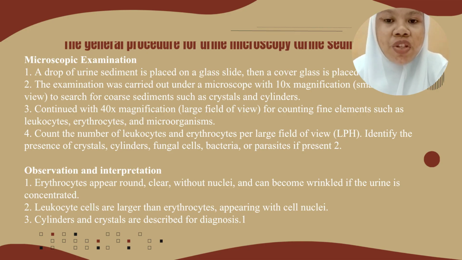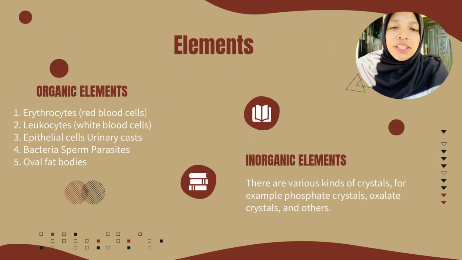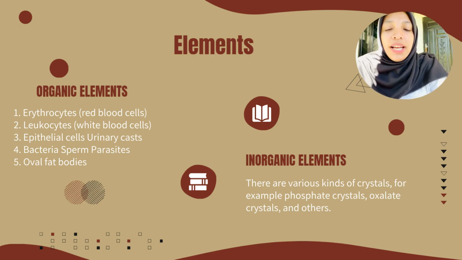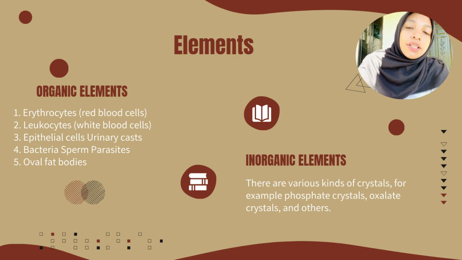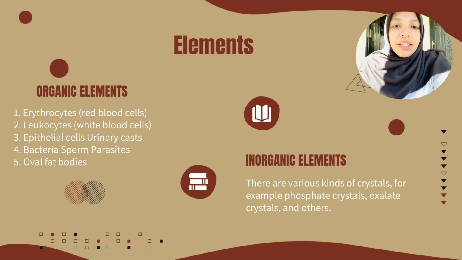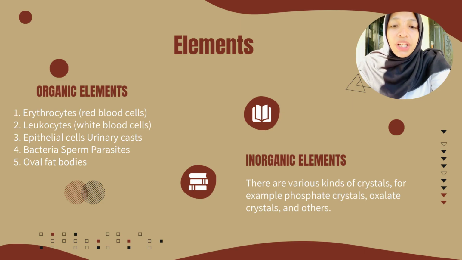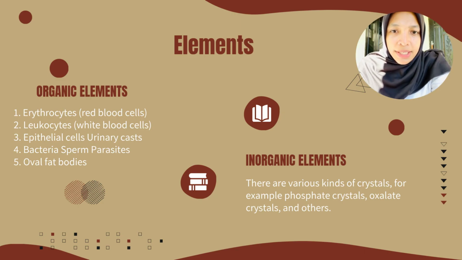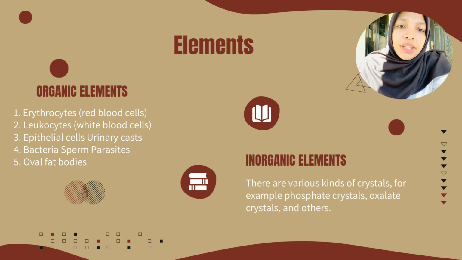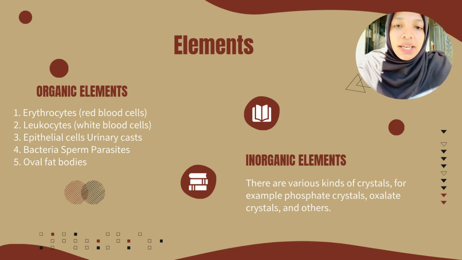Okay, the next material will be read by Mehdanaya. Please come. Okay, I will continue to the next material. Organic elements are divided into several parts, namely the first erythrocytes, red blood cells, leukocytes, white blood cells, epithelial cells, urinary casts, bacteria, sperm, parasites, oval fat bodies. Among inorganic elements, there are various kinds of crystals, for example, phosphate crystals, oxalate crystals, and others.